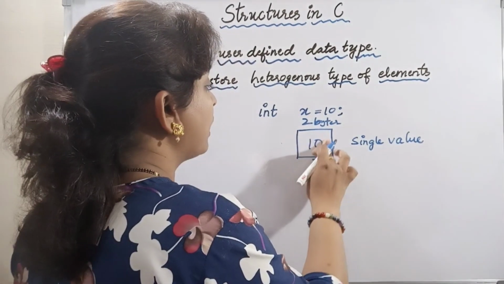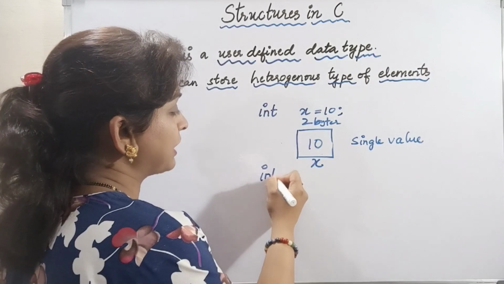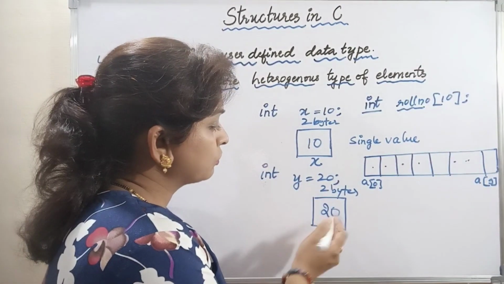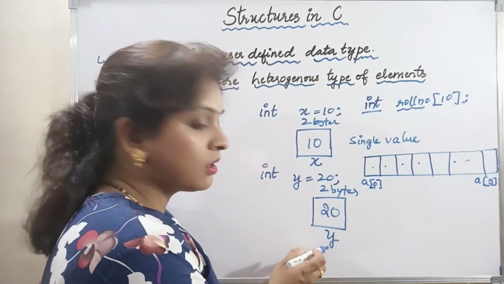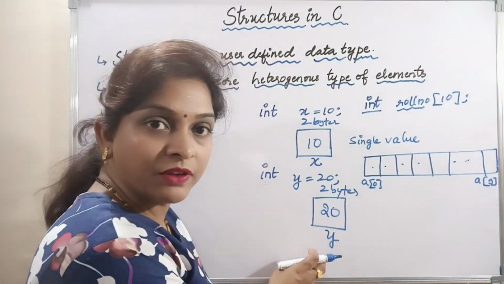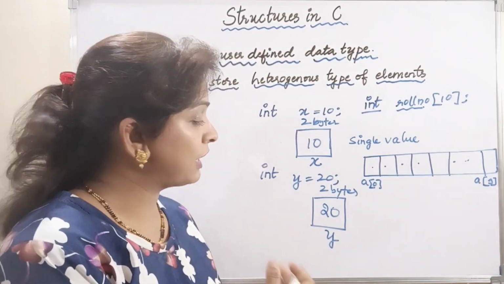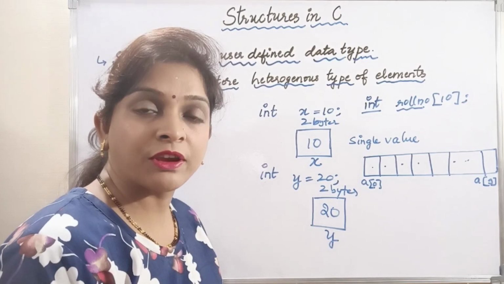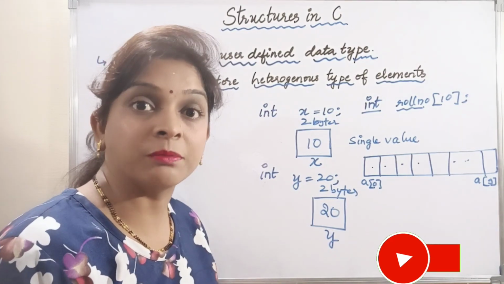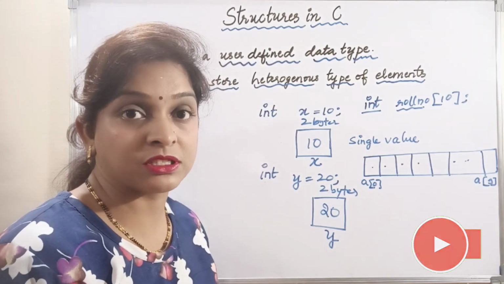So what do I have to do? I have to go with one more variable. So I need to create one more variable. I'll say int y equal to 20. So the value 20 is stored here. So y is another variable now, and it is storing the value 20. So like this, if I want to store many values, I need to have many variables. So it's quite difficult to manage many different variables.